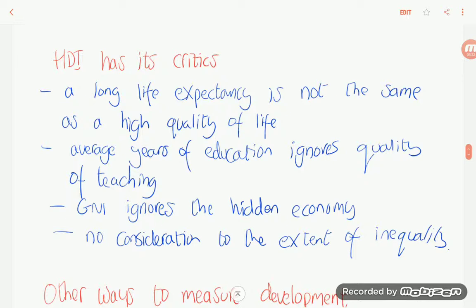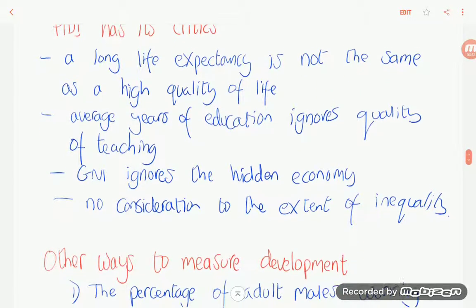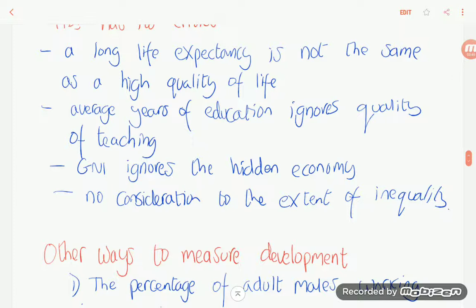The HDI has its critics though. First, a long life expectancy is not the same as high quality of life. Someone with a long life expectancy might have to work long hours in unpleasant conditions, or they might not have much freedom. Second, measuring the average number of years people spend in school doesn't measure the quality of teaching or how well people learn what they're taught.